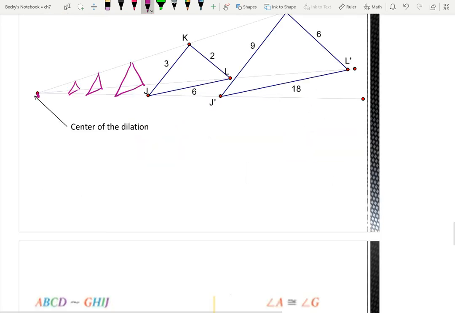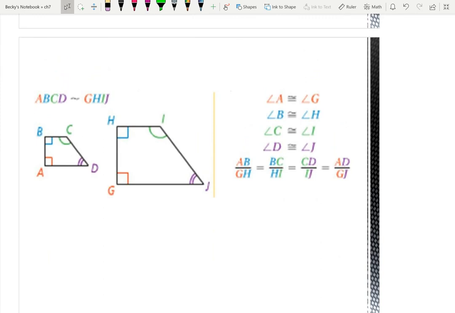Here it is. All right. Now, this is just a nice, pretty color-coded picture that kind of shows you what similarity means. The corresponding angles have to be congruent. As you can see, not every single angle is 90 degrees, just corresponding angles are congruent. Sides are proportional. And again, this doesn't have to just be triangles, this could be any shape. And this is called your similarity statement.